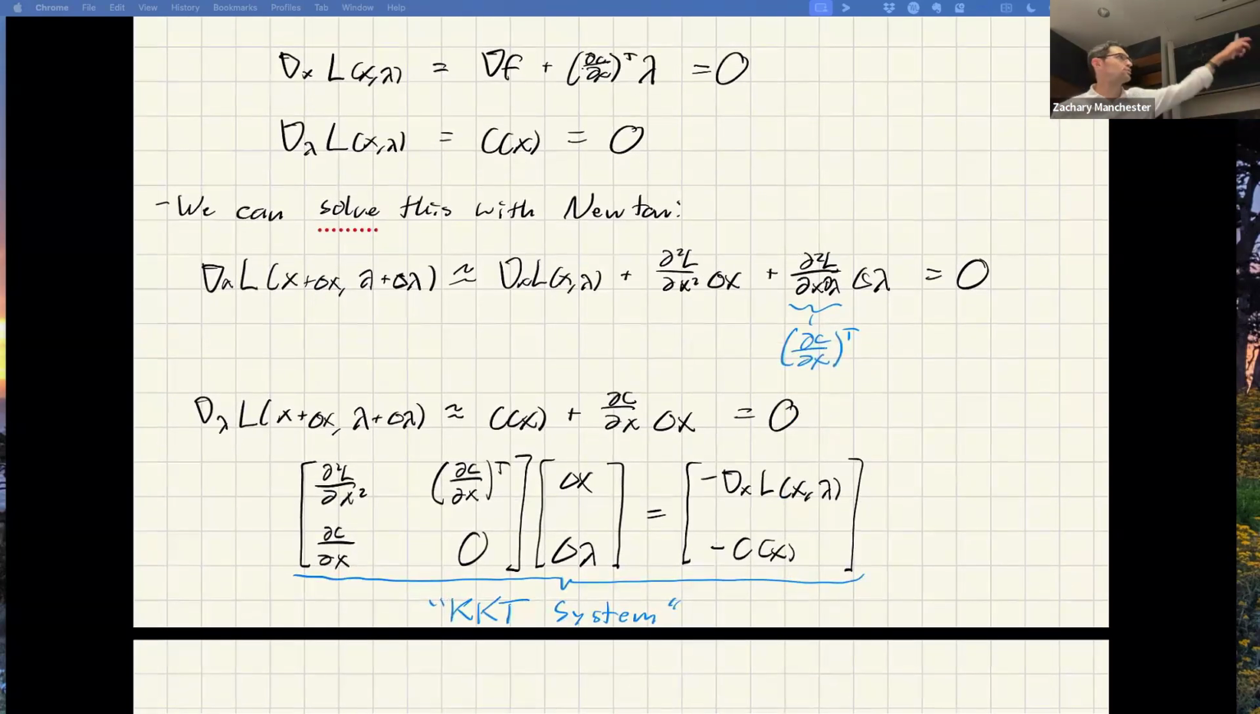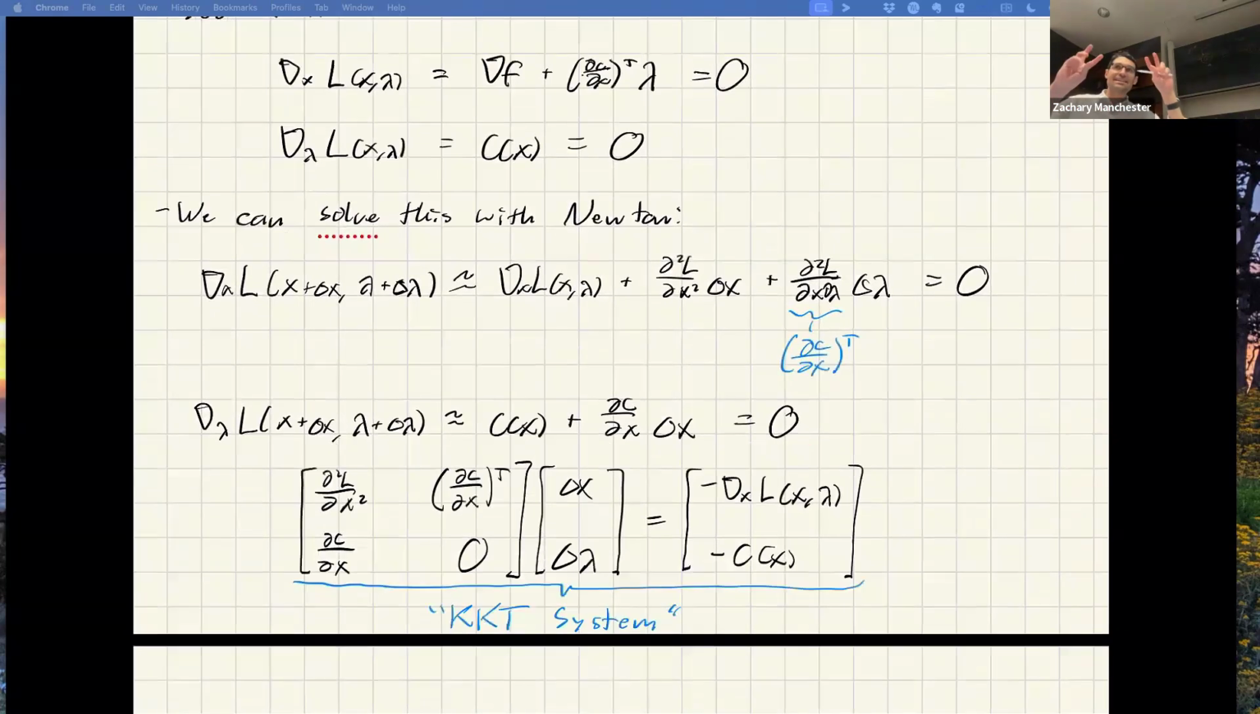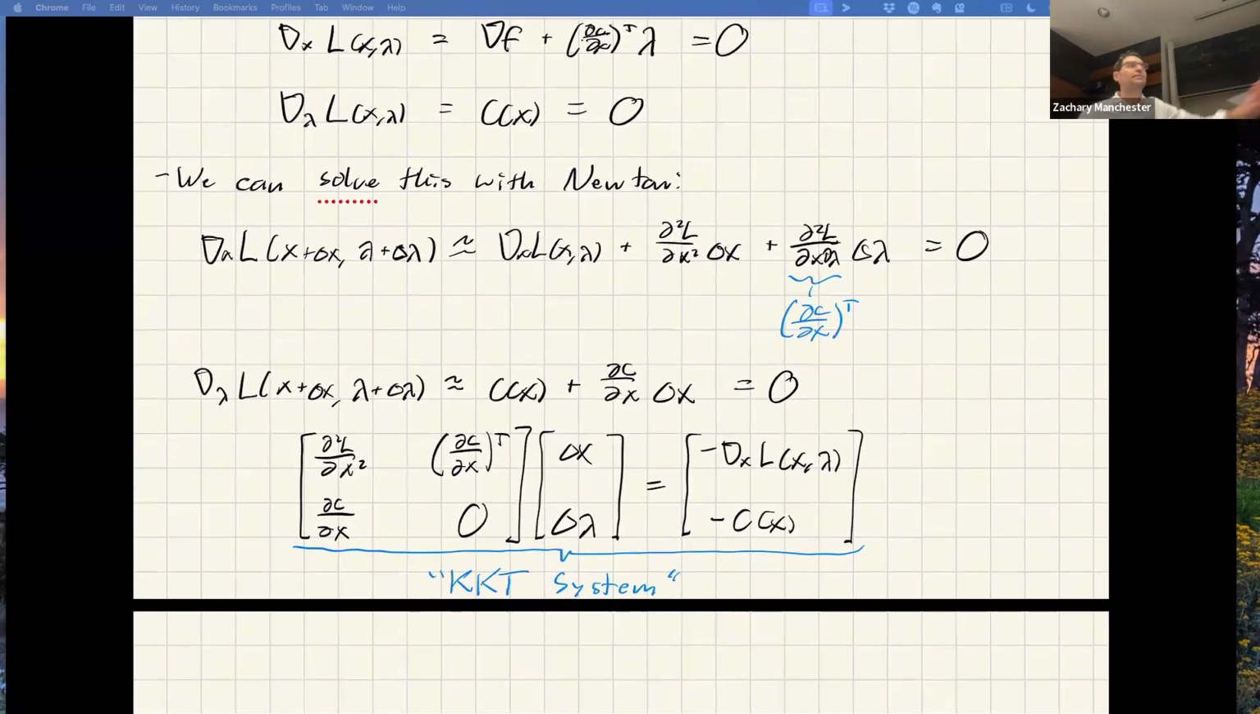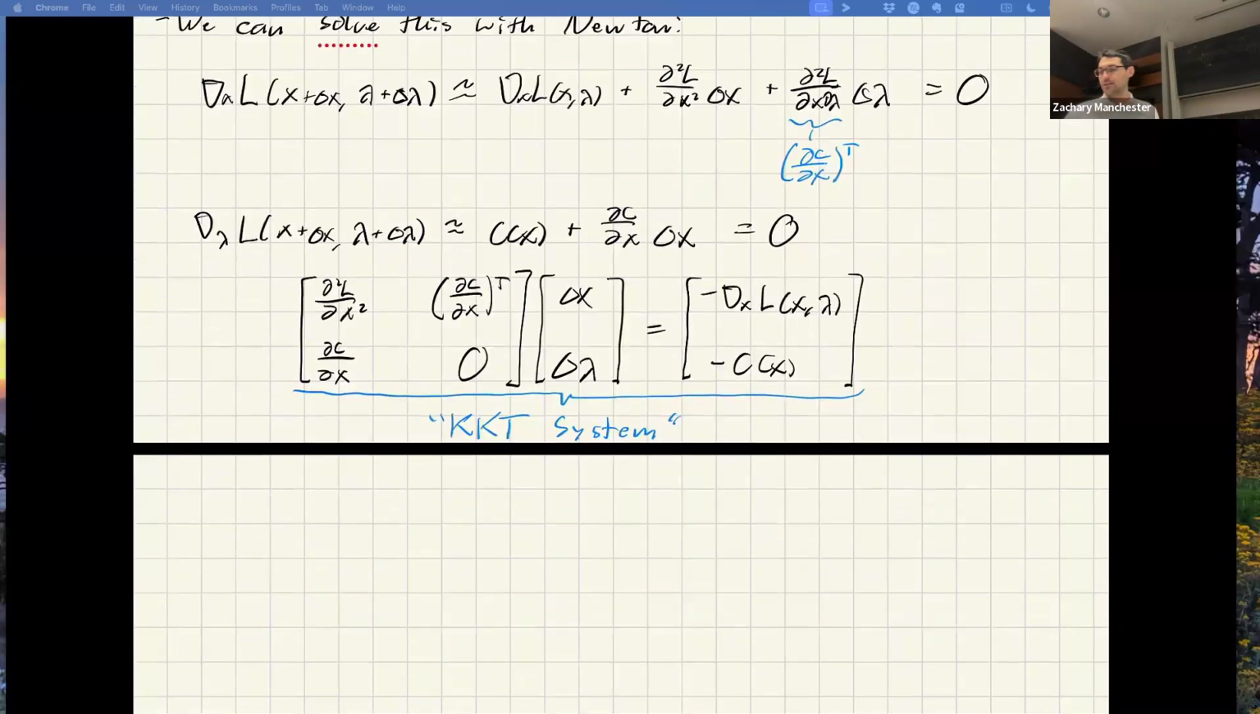So KKT conditions are these gradient equals 0 things. A KKT system is the linear system that shows up when you do Newton on that. And again, it's very structured. There's even more structure lurking in here that we haven't talked about yet that you can exploit to solve this problem super fast and all that good stuff. We'll get there, but yeah, okay. So any questions about that?